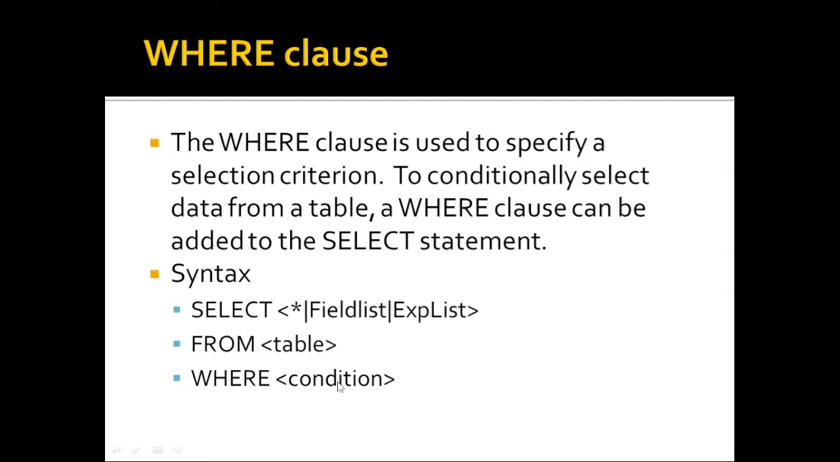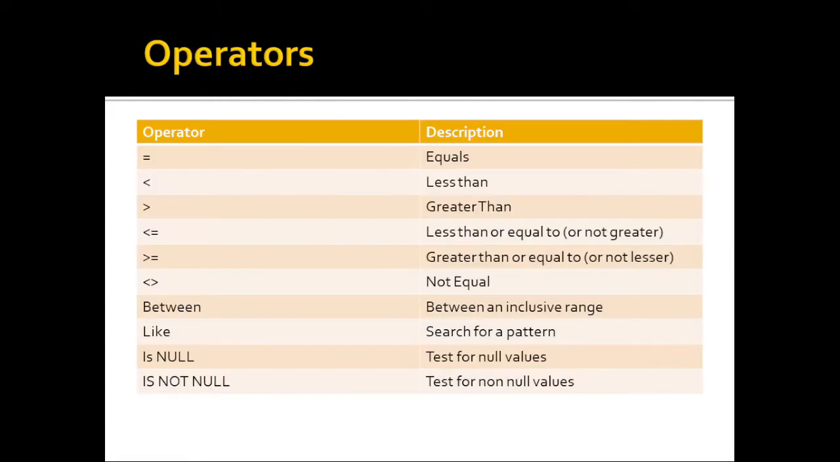So it comes after the FROM clause. And here are the operators that we can use. We can use the equal symbol for equality, and then the symbol for less than, the symbol for greater than, the symbol for less than or equal, the same as not greater, and the symbol for greater than or equal, the same as not lesser. And this symbol is for not equal. We can also use the BETWEEN, LIKE, IS NULL and IS NOT NULL conditions or operators.